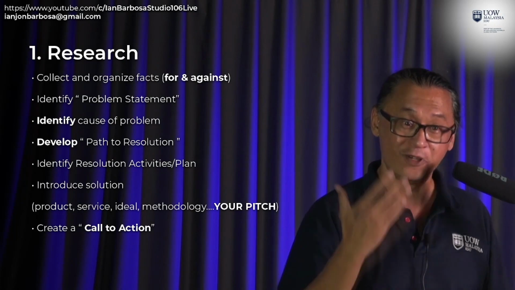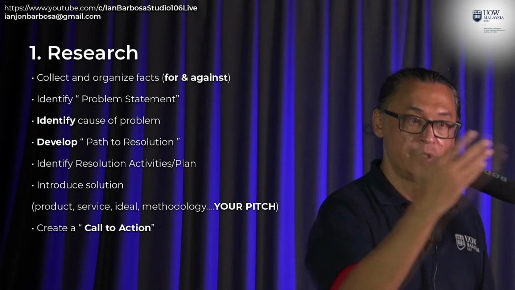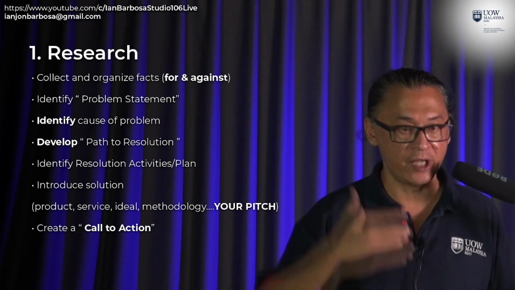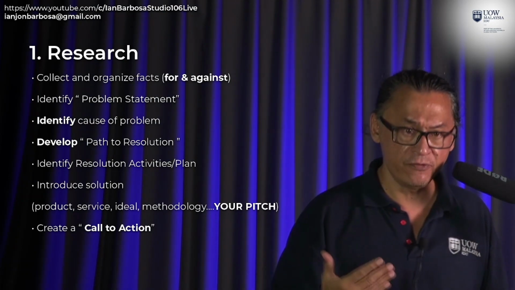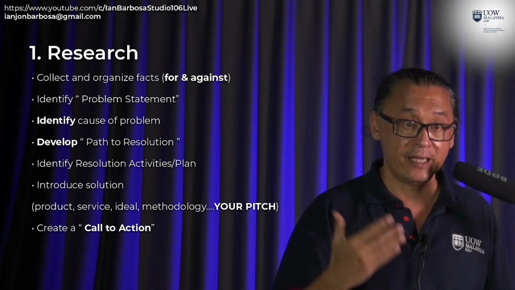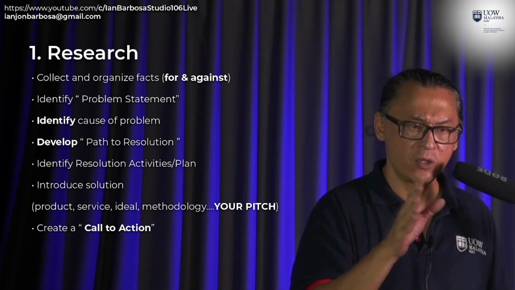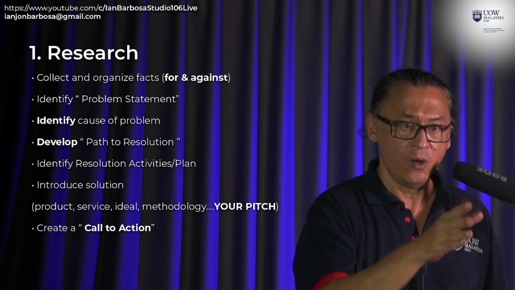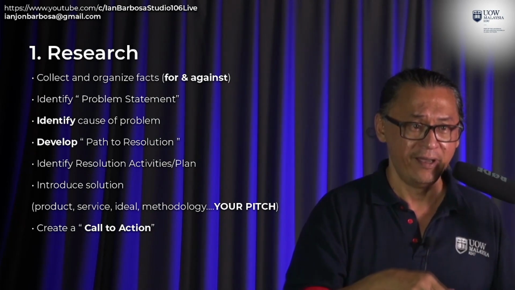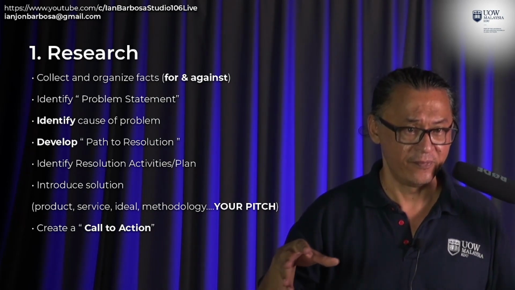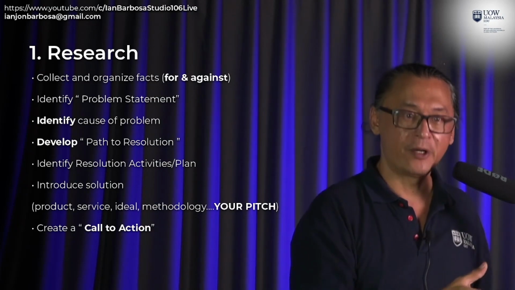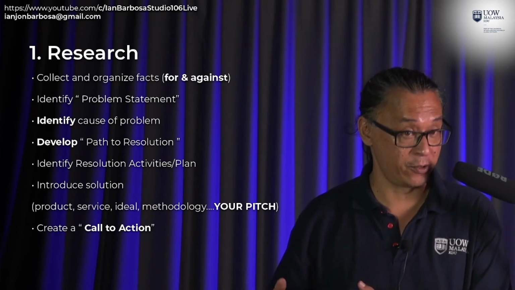So the first thing I do is I interview the experts. I just sit down with them. I talk to them. I get as much information as possible. And then I organize the facts. And I do it in a very simple way. I organize it in 2 columns. One column is for, and another column is against. That means what is good about an earthquake, what is bad about an earthquake.